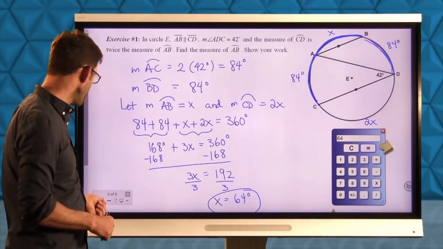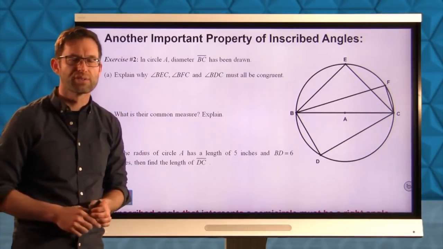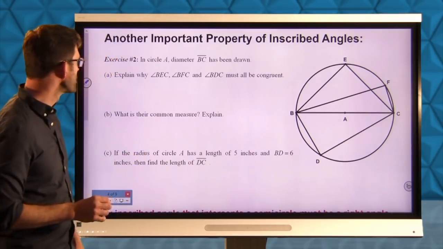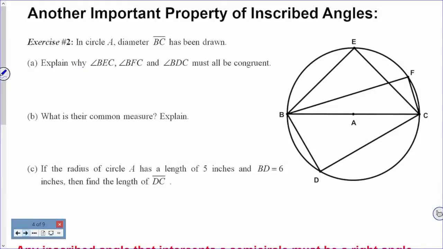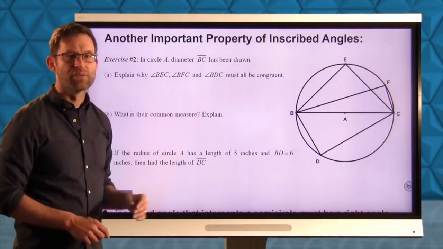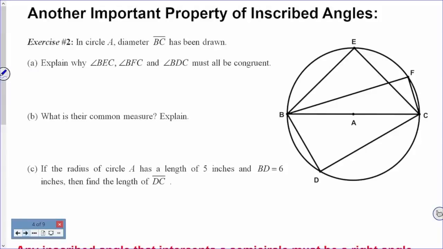All right, let's move on. Another important property of inscribed angles, a very important property. Okay, so let's take a look at exercise number 2. In circle A, diameter BC has been drawn. Explain why angle BEC, BFC, and BDC must all be congruent. Why do all three of those angles have to be congruent? Take a moment and try to write something down.